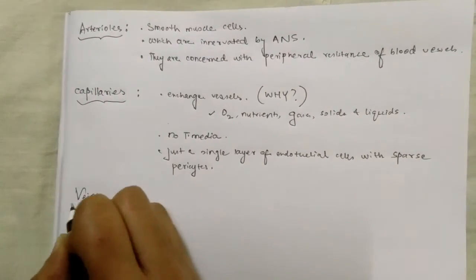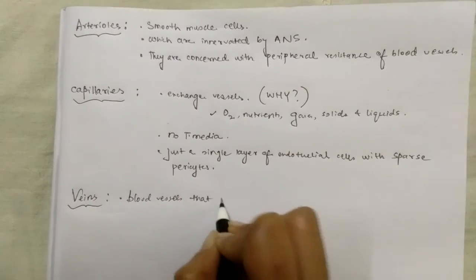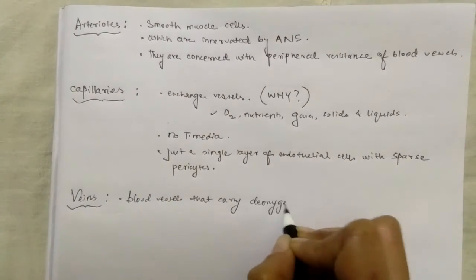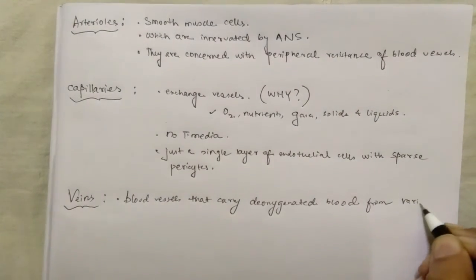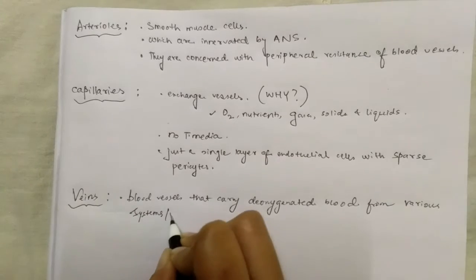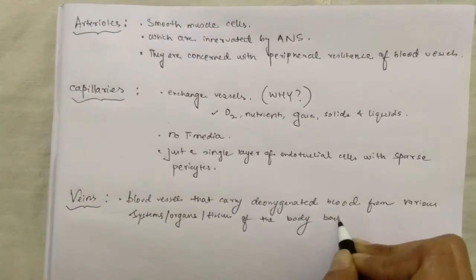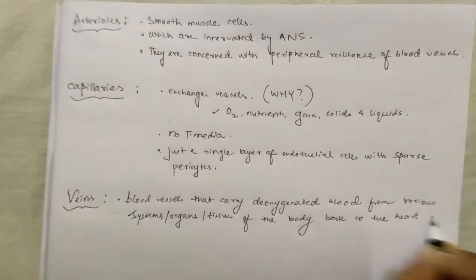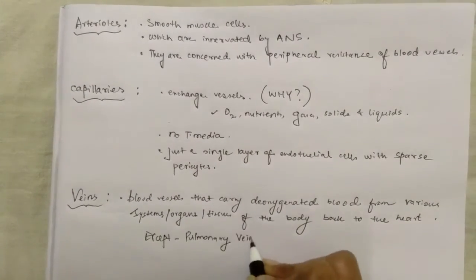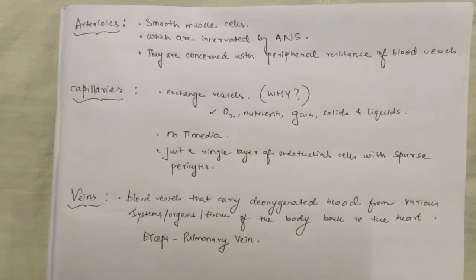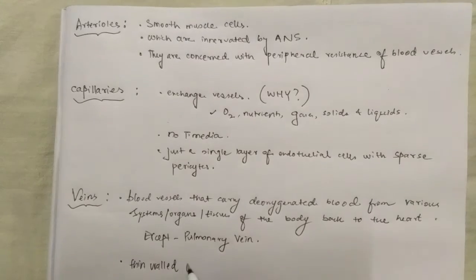Fourth component, veins. Now, veins are the blood vessels that carry deoxygenated blood from various systems of the body back to the heart. Right? Obviously, except the pulmonary vein, because we know that the pulmonary vein will carry oxygenated blood from the lungs to the heart. Okay. Now, veins are thin-walled, unlike the arteries, which are thick-walled, and they have a wider lumen.